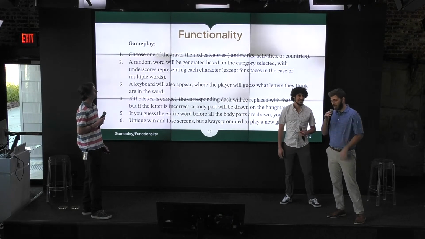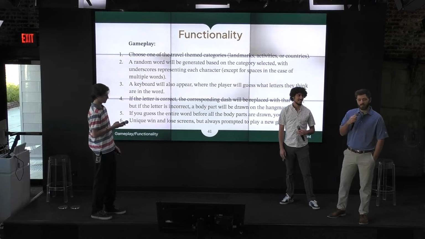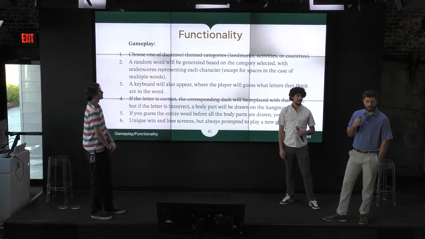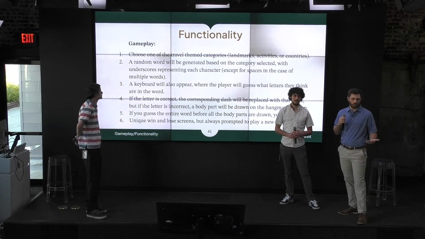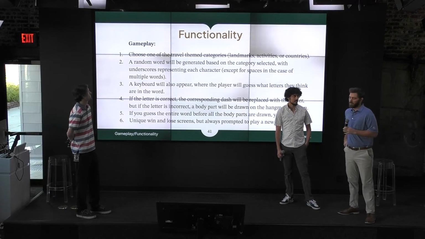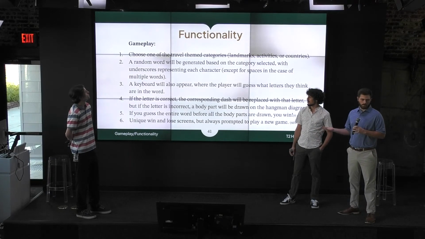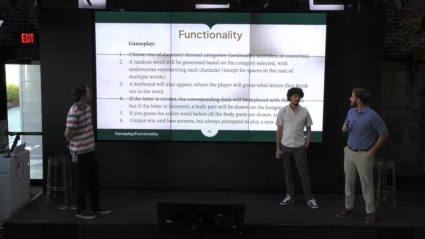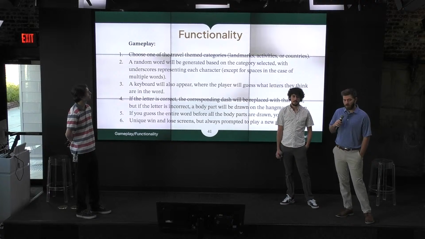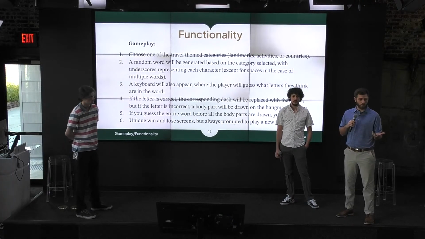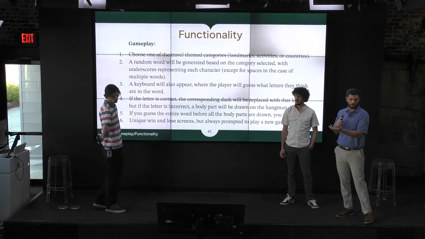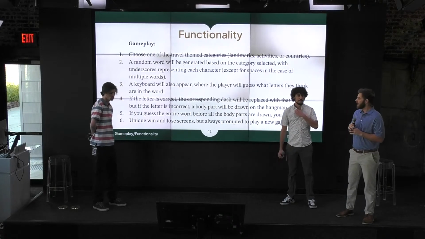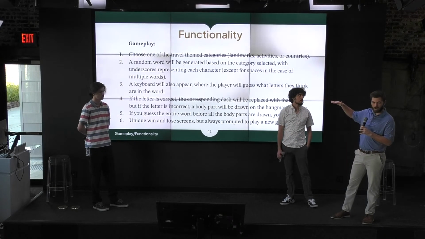There you go. Okay. So as far as the gameplay goes, it's pretty much just like regular Hangman. I'm assuming everyone's played it. But to make it fit the theme, we chose 3 different travel categories: countries, activities, and landmarks. You pick from one of those categories. It selects a random word based off the category, and dashes appear for every character.